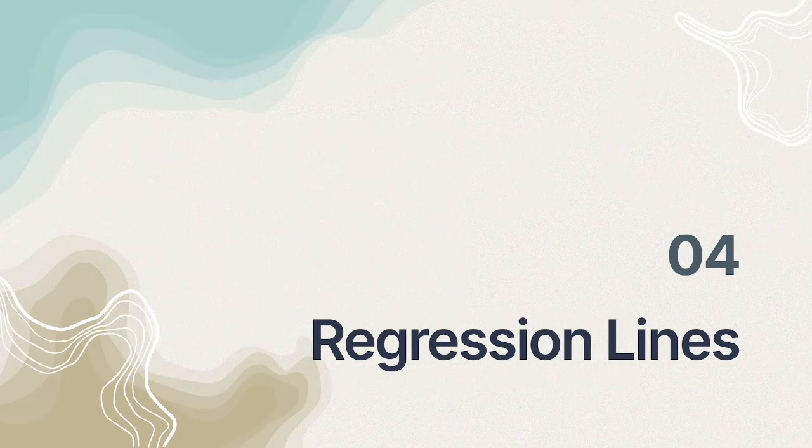Regression lines. Now, if we want to see the relation between two different quantitative variables, like hours of cardio per week and how long someone lived, that's where scatter plots and regression lines come in.